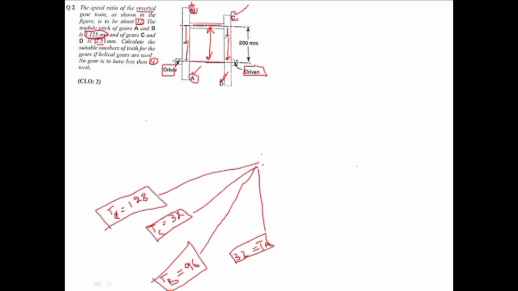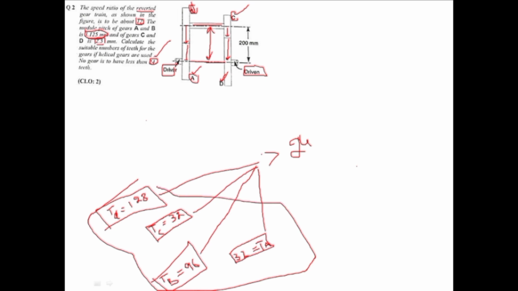See, the teeth on all the gears are greater than 24. So this condition is satisfied. So these were the required teeth on each gear.